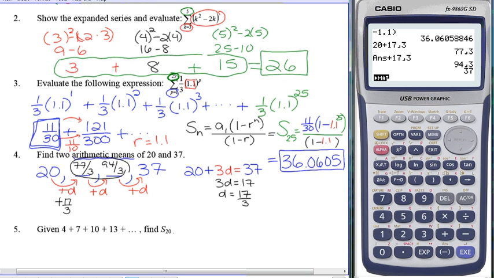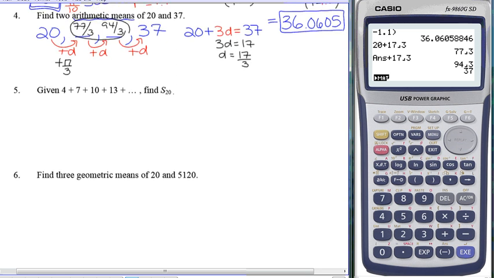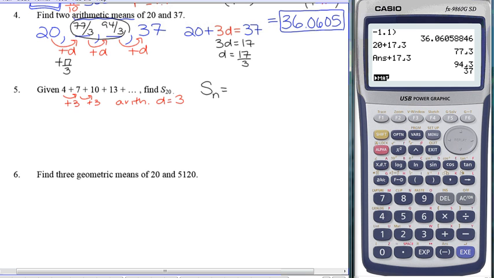All right, let's scroll down here to number 5 and 6. So on number 5, it says, given this pattern, I need to find S sub 20. I should know that S sub 20 is the sum of the first 20 terms. So I need to figure out, is this an arithmetic or a geometric pattern? Well, every time I'm adding 3 to get to the next term, so I can tell that this is arithmetic with a common difference equal to 3.